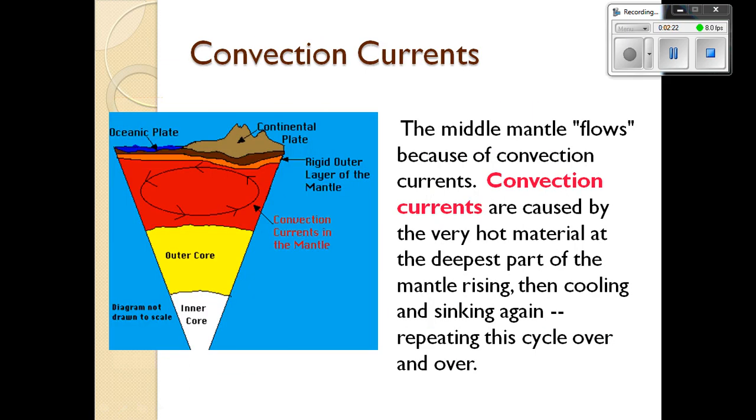Convection currents. Convection currents is something that we're going to do a lab on, but I'm going to go ahead and give you the background behind it. The middle mantle flows because of the convection currents. They're caused by a very hot material at the deepest part of the mantle rising and then cooling and sinking again, repeating this cycle over and over. You can see your arrows right here that are completing the cycle and repeating it over and over again.